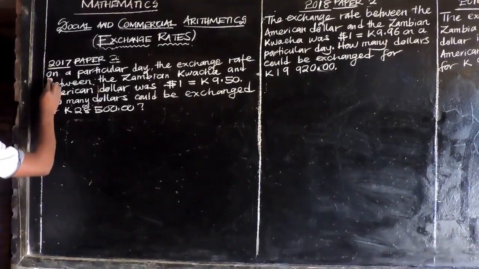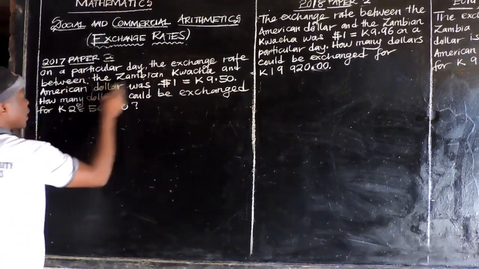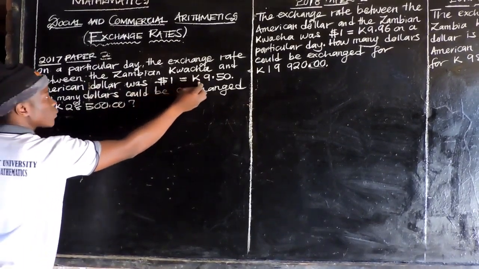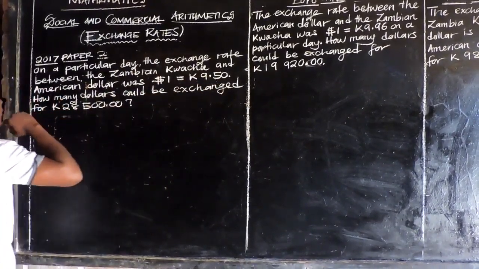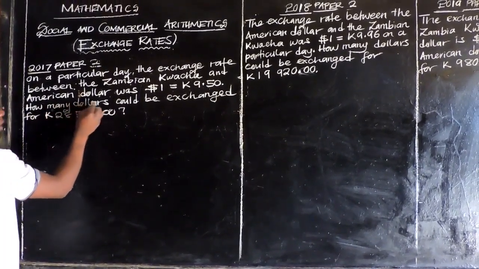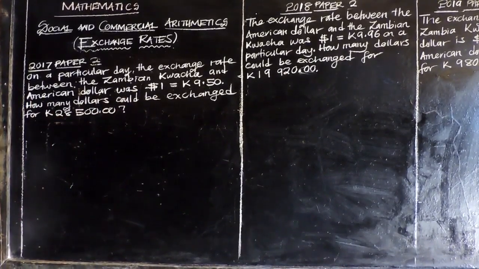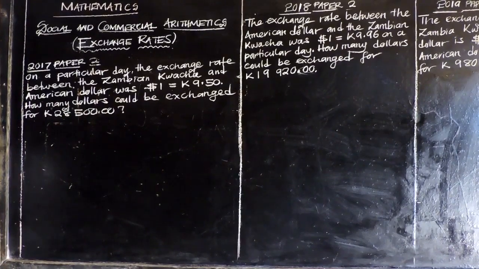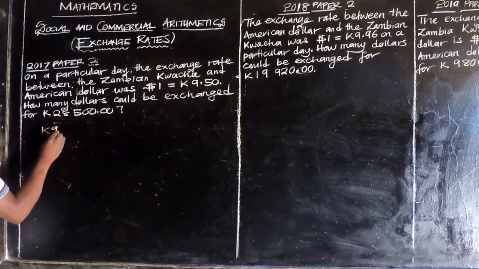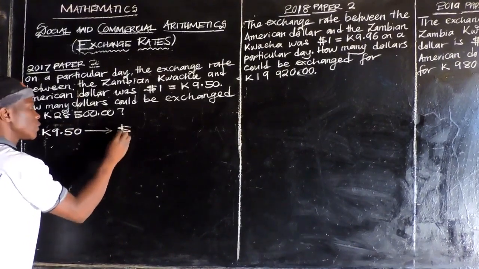It said on a particular day, the exchange rate between the Zambian kwacha and American dollar was $1 to 9 kwacha 50 ngwe. Are we together? Then we are told to find how many dollars could be exchanged for 28,500 kwacha. So you guys, this thing is simple. We have been given the exchange rate to say if you have 9 kwacha 50, we are going to be given only $1.